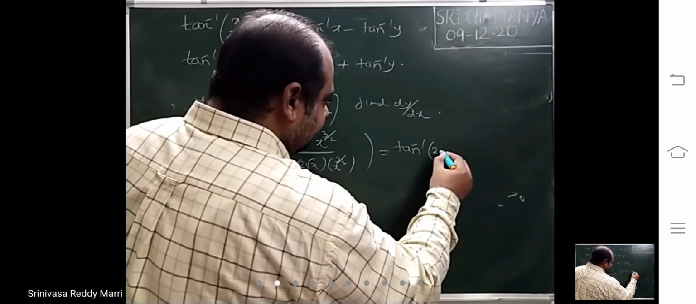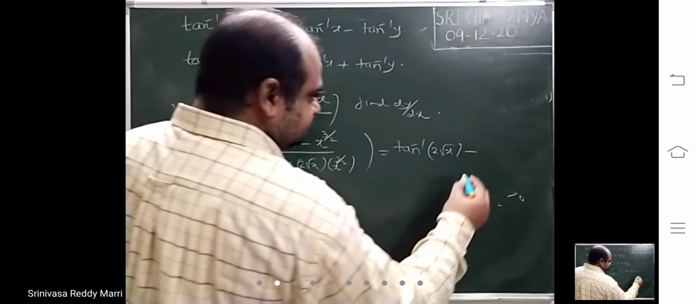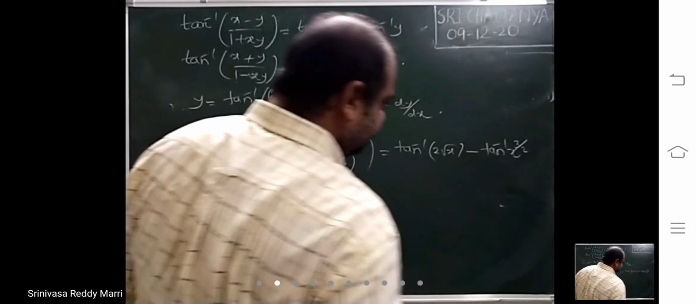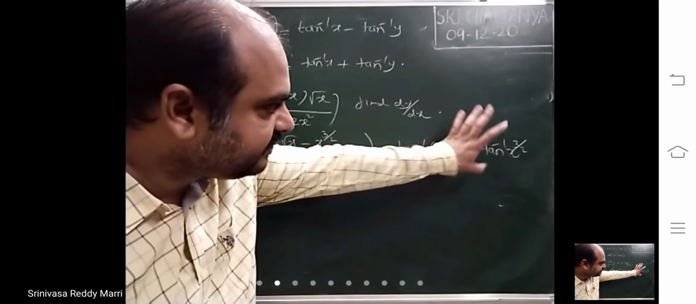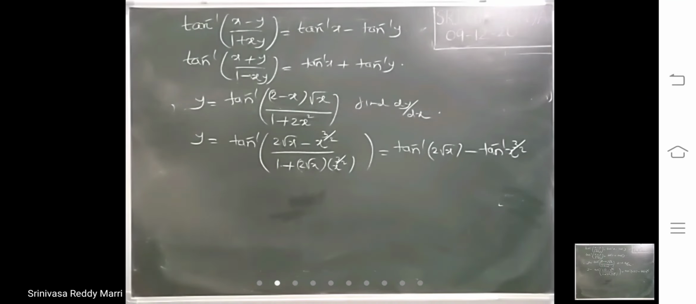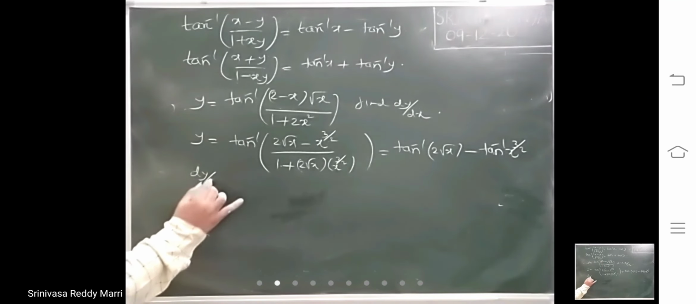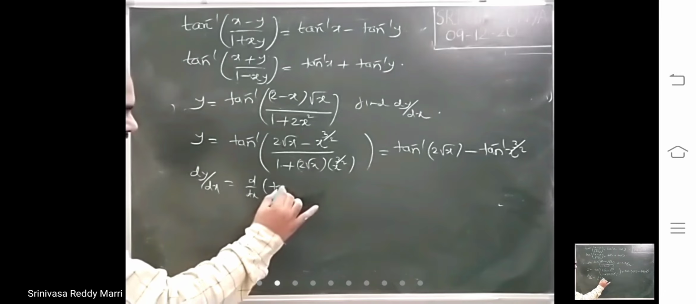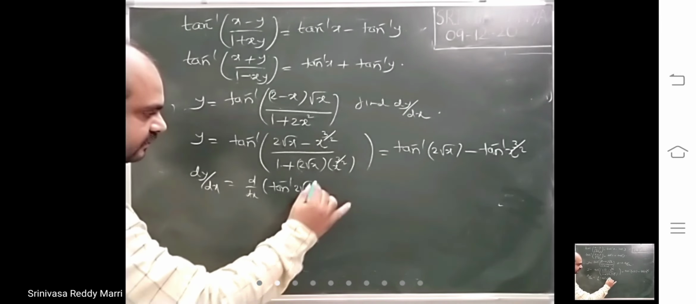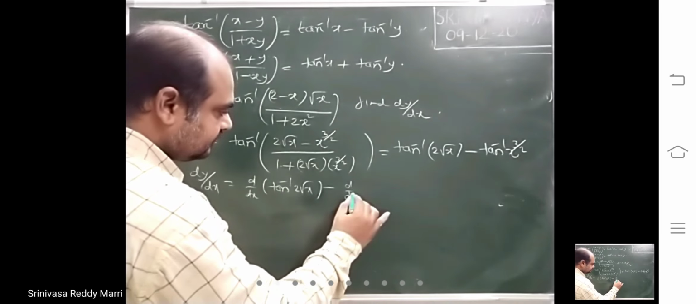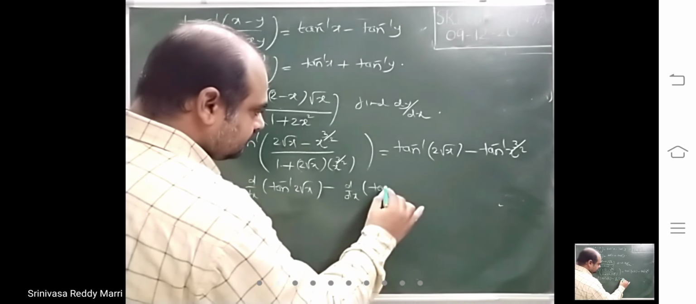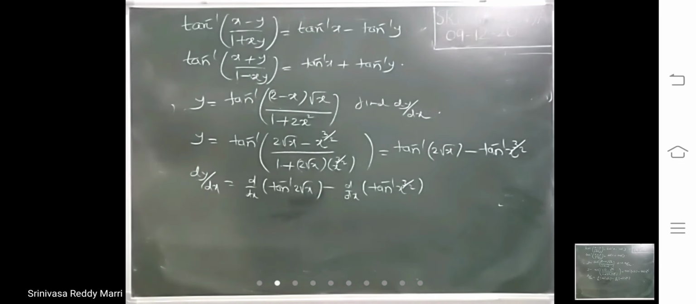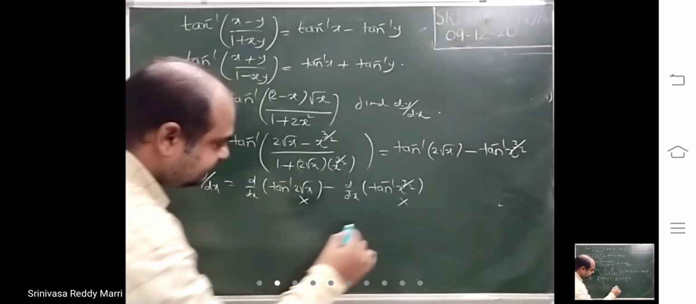That means this can be written as tan inverse 2 root x minus tan inverse x power 3 by 2. Now this expression has been converted into a little smaller expression. You can find the derivative easily. dy by dx equals d by dx of tan inverse 2 root x minus tan inverse x power 3 by 2.